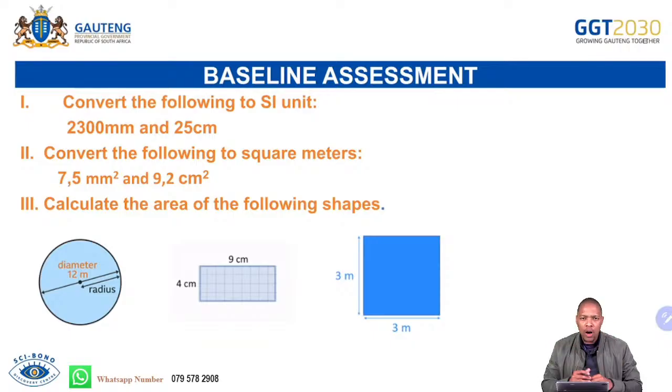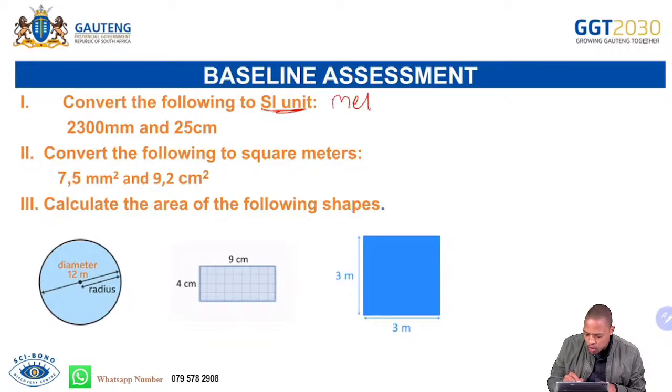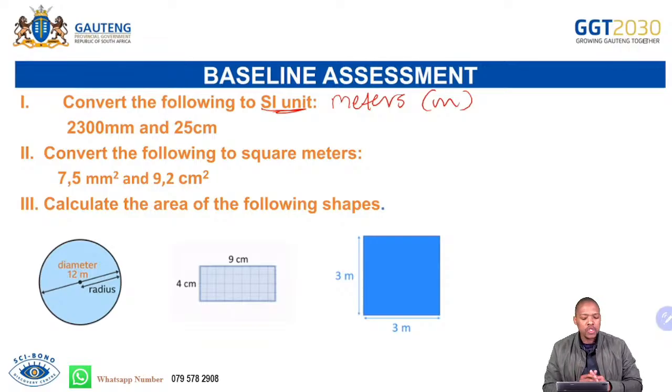The first thing that I want you to remember is that when I talk SI unit, from millimeters to meters, or centimeters, what is that? I need you to remember that the SI unit will be the meter, all right? So I need you to remember. It means you are converting from 2,300 millimeters to meters.